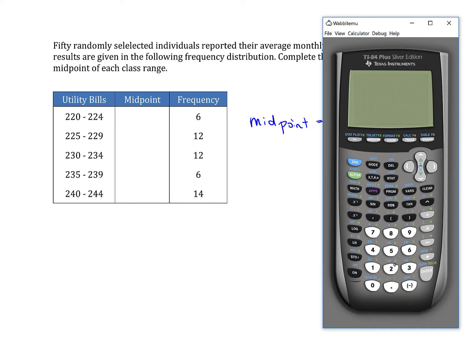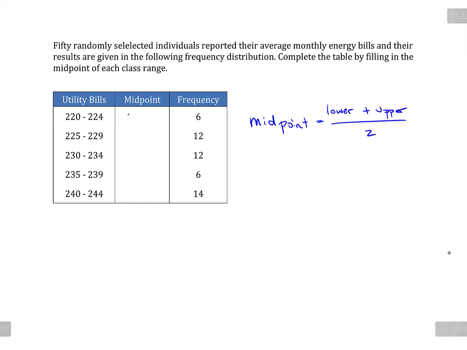So let's try the formula out here. Let's try 220 plus 224 divided by 2. That gives me 222, just like we had estimated.